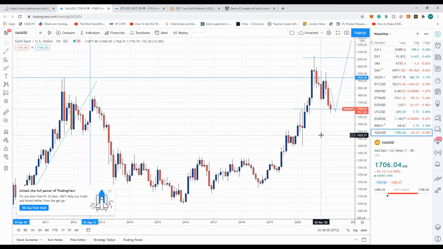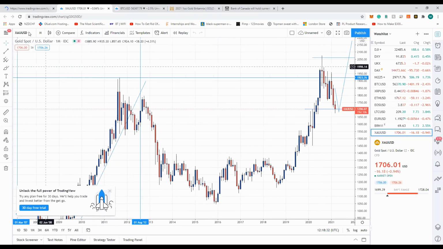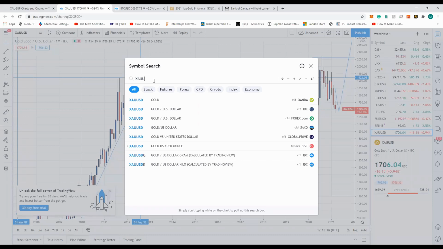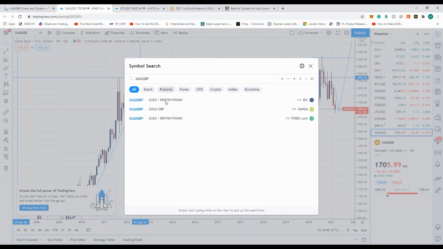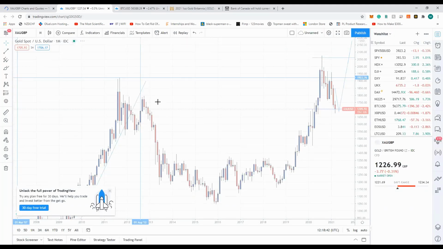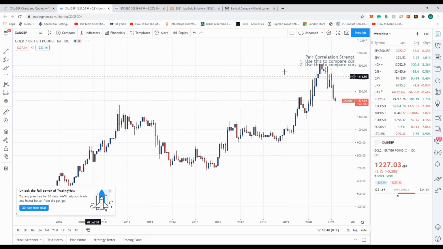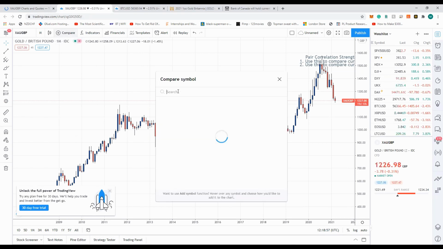So let's have a look at this. I'm pulling up my gold. We need gold GBP, so XAU GBP. Pull this back up here. All right, and we want to compare this to, so TradingView is very fantastic for this. We can actually compare things. If I pull this up and click compare, XAU CAD.